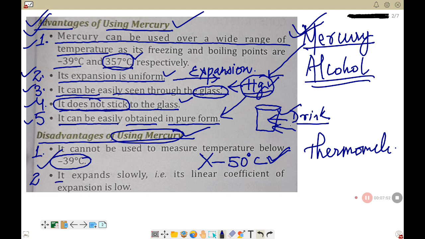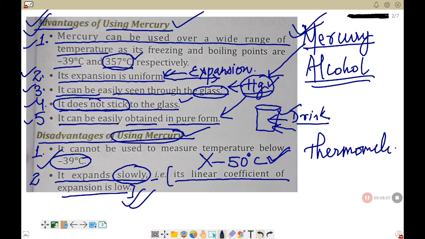All right, now it expands slowly. So here we learn that the expansion is uniform. Okay, expansion is uniform, but the expansion is slow. Understand? So that is why its linear coefficient of expansion is small. This part you will understand in the higher classes. So just remember that its expansion is slow, though it's uniform but slow. Understand? So these are the advantages and disadvantages of using mercury in the thermometer.